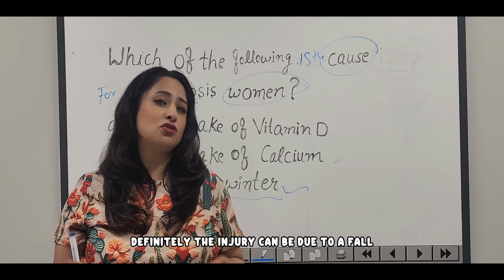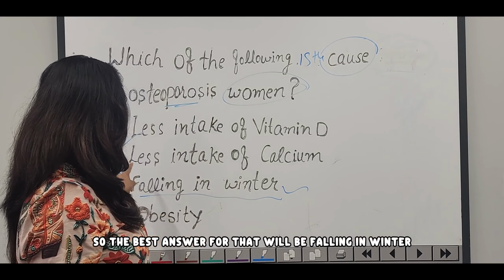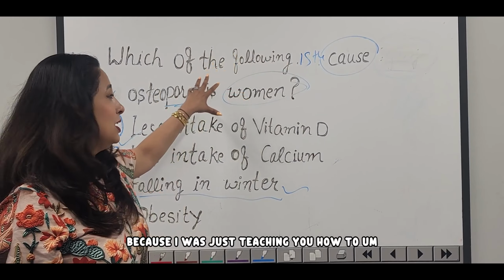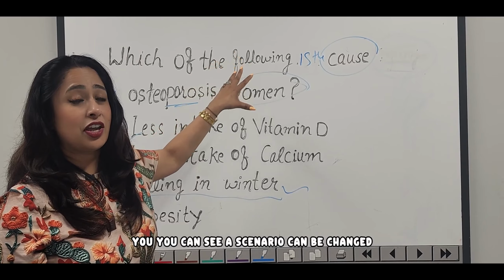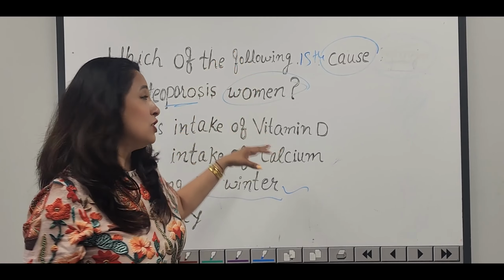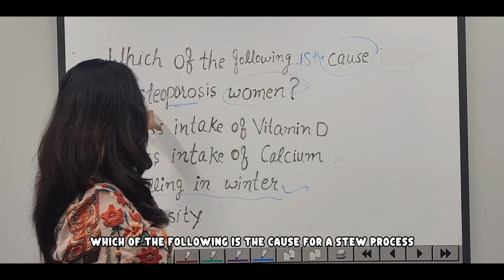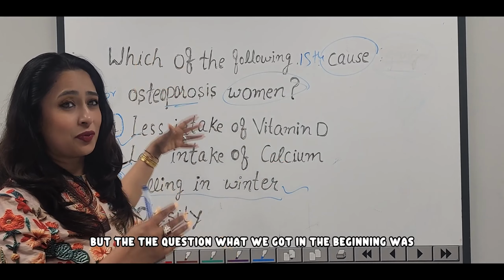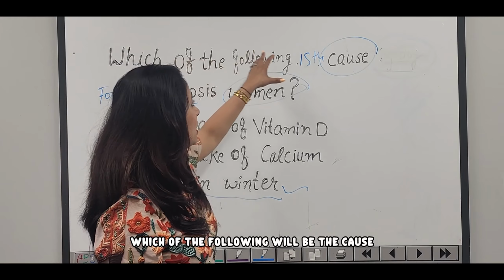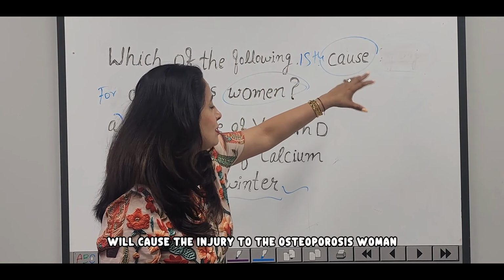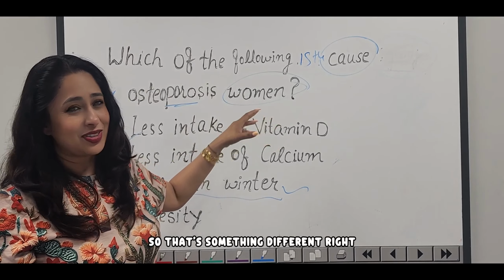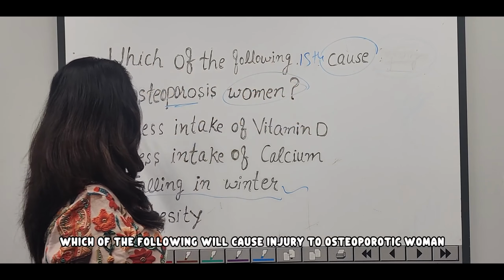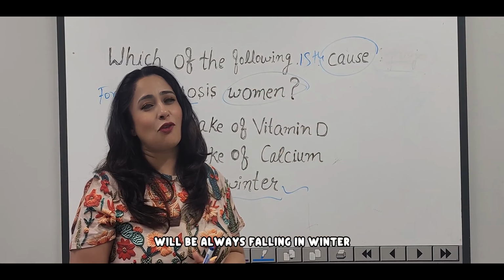Definitely the injury can be due to a fall. So the best answer for that will be falling in winter. I have changed everything here for you because I'm teaching you that sometimes a scenario can be changed and then the answer can be different. Right now, which of the following is the cause for osteoporosis? In that case, you will be picking less intake of calcium. But the question we got in the beginning was which of the following will cause injury to the osteoporosis woman? That's something different, right? So again, the answer will always be falling in winter.